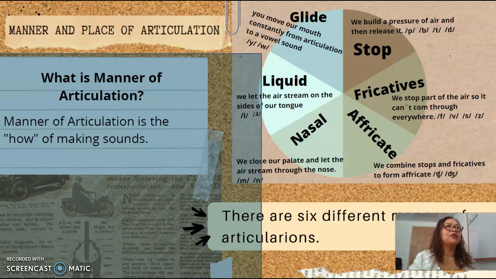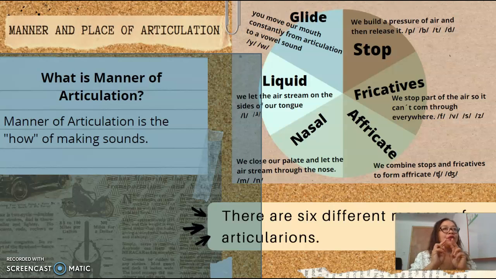How do you produce the stops? Well, this is built by pressure of air and then you release it. Pay attention. P. You take the air and then you release. B. T. D. Now we have the fricatives. We stop part of the air so it can't come through. Example. F. You see? Stop the air. Now all the air goes out. F. V. S. Z.